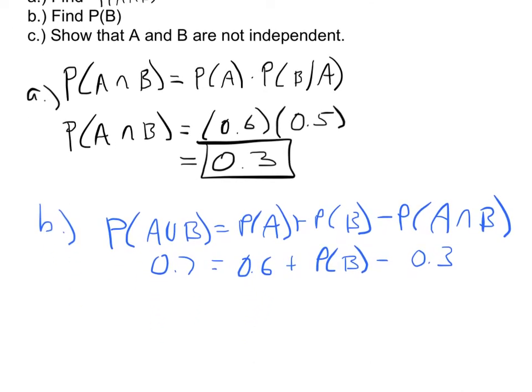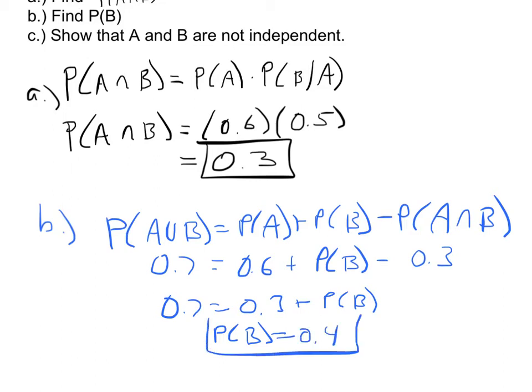If I just solve these pieces a little bit, we should find out that you've got 0.7 equals 0.3 plus the probability of B, which means the probability of B happening is 0.4. Right? Now the last question, they ask us to show that A and B are not independent.